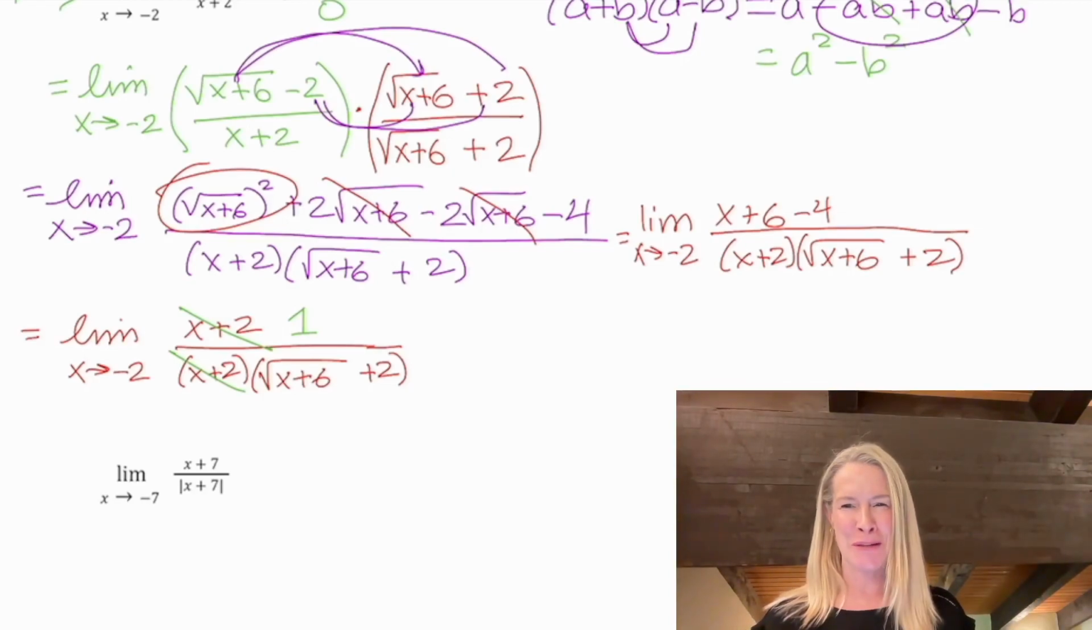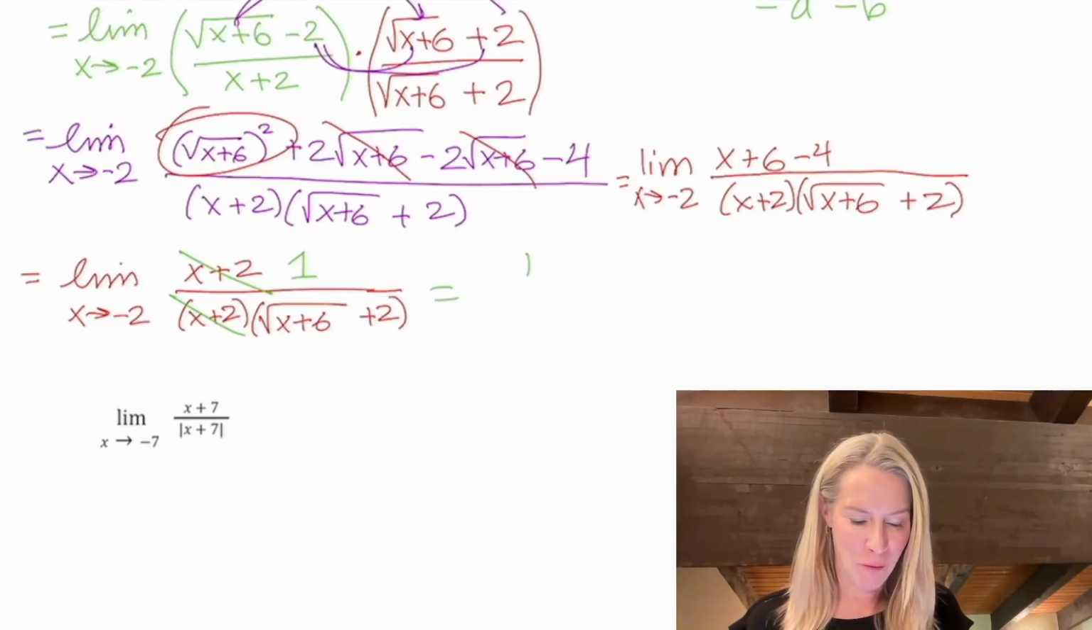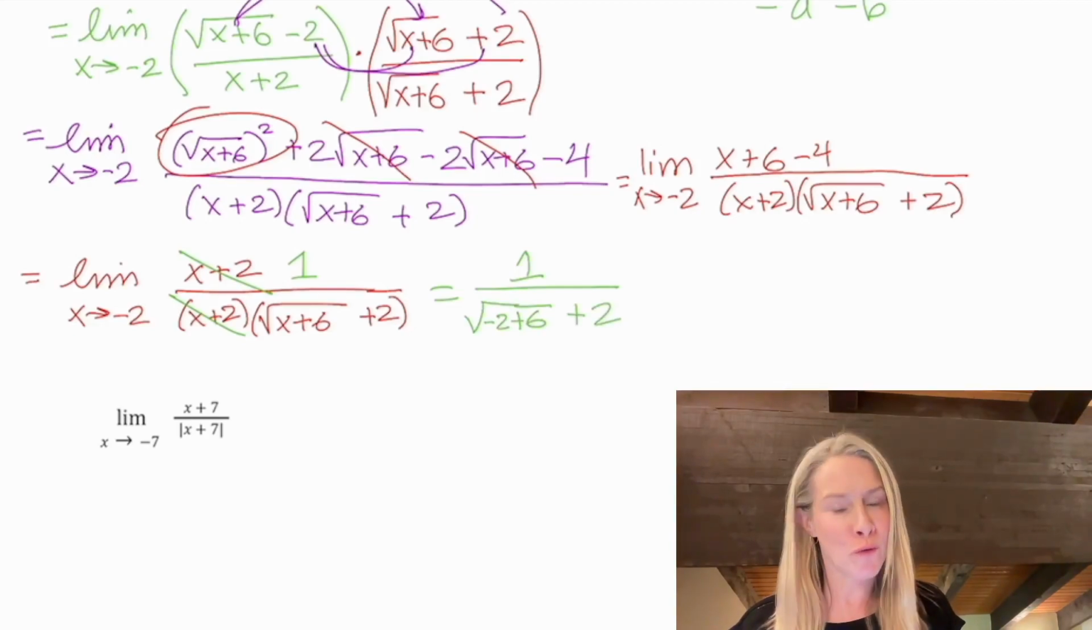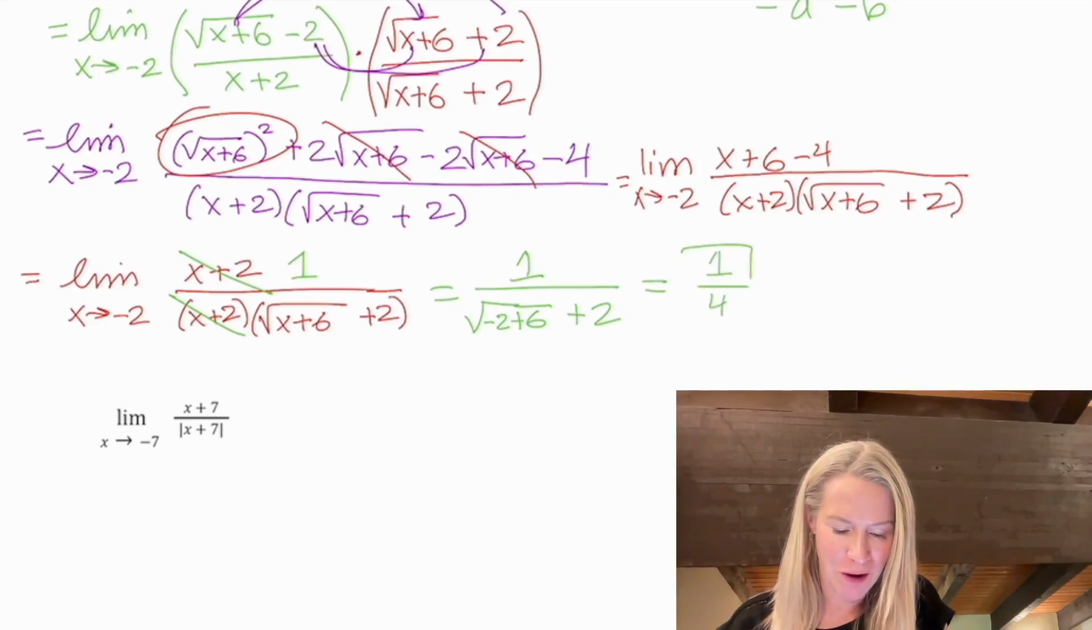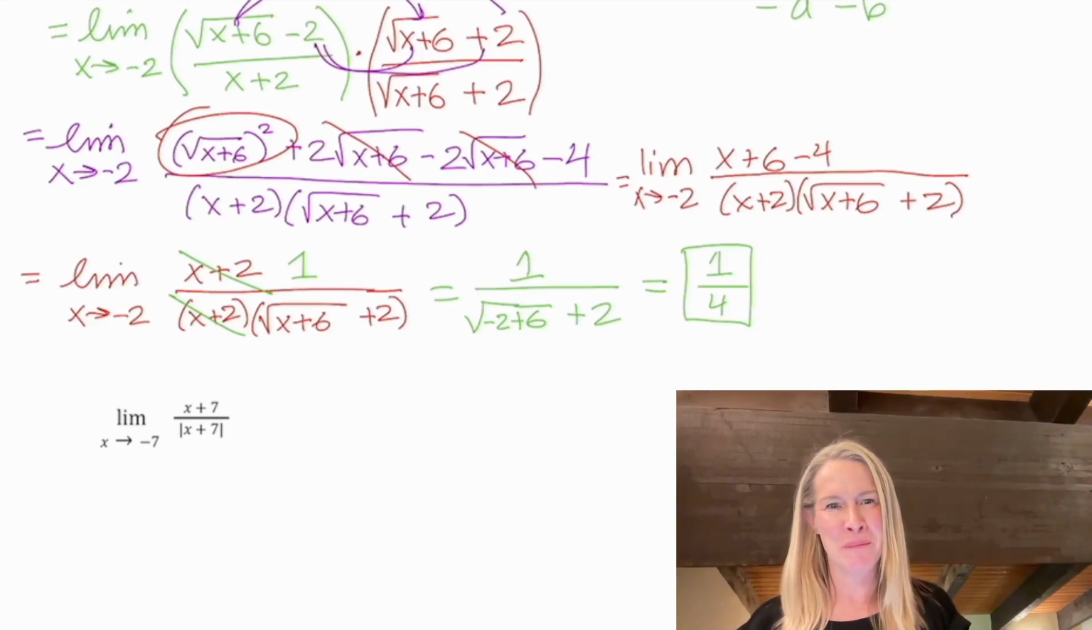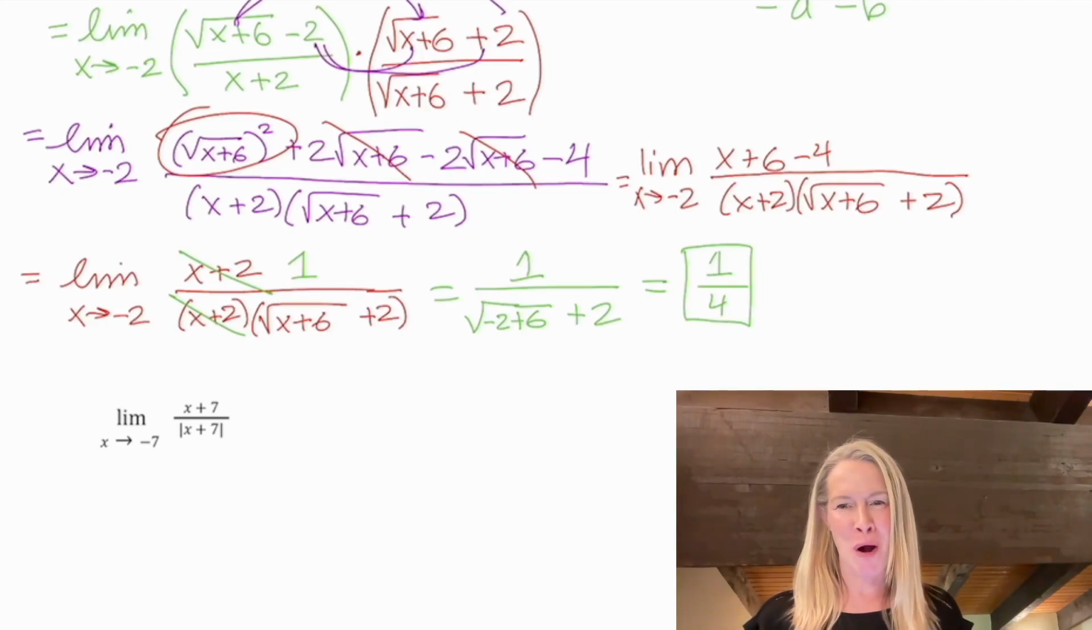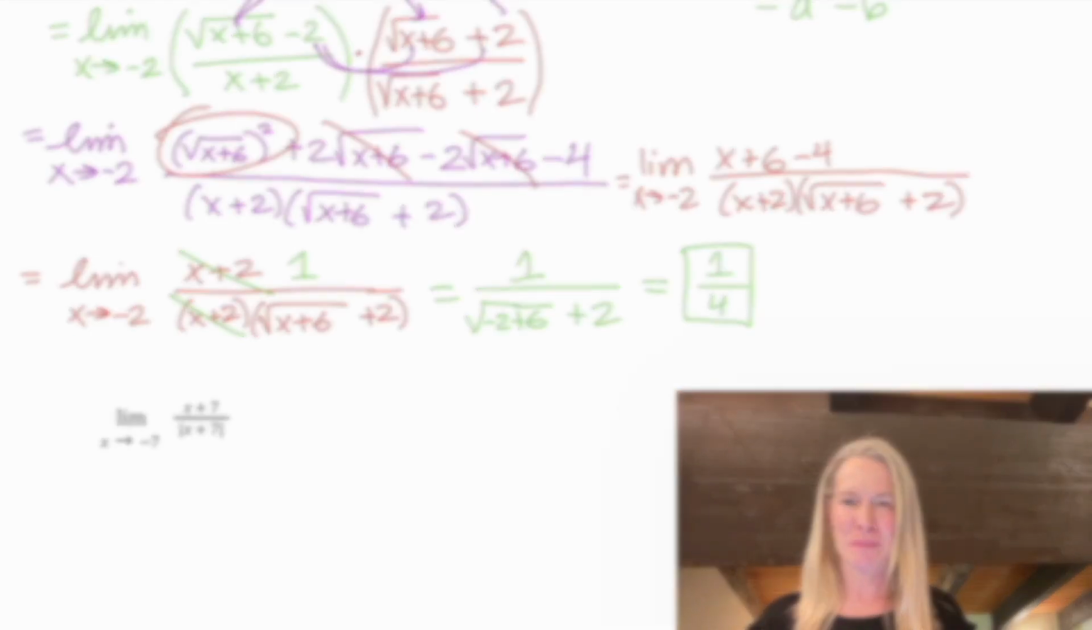Now we can try direct substitution. We have 1 in the numerator, and the denominator is root of negative 2 plus 6 plus 2. That's root 4. Root 4 is 2. So we have 1 over 2 plus 2. We have 1 over 4. That is our limit. This is a pretty typical kind of problem you'll see in AP Calculus, and most of the time this conjugate method is exactly what it takes to solve it.